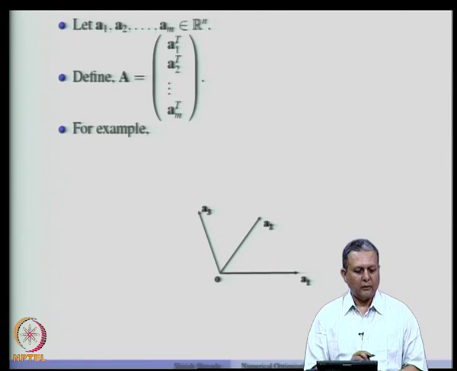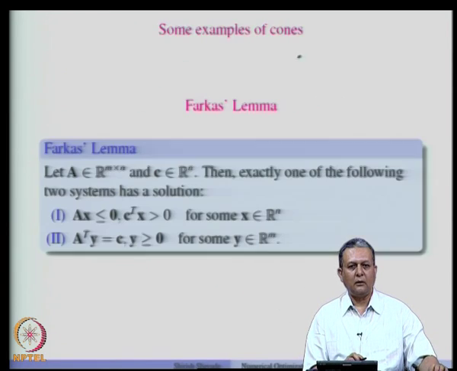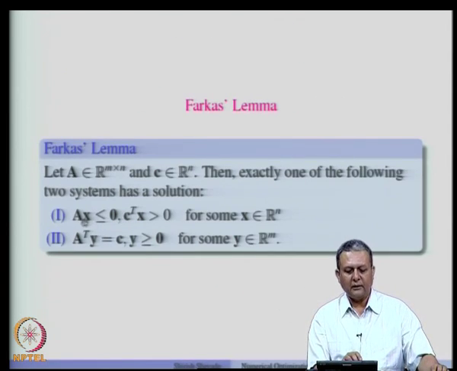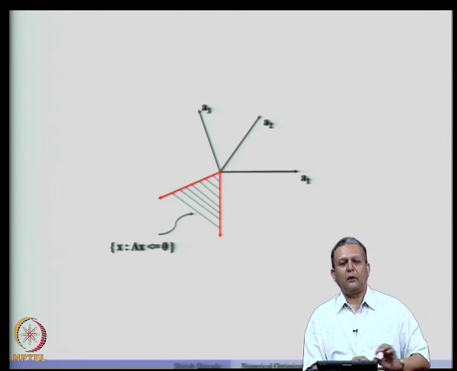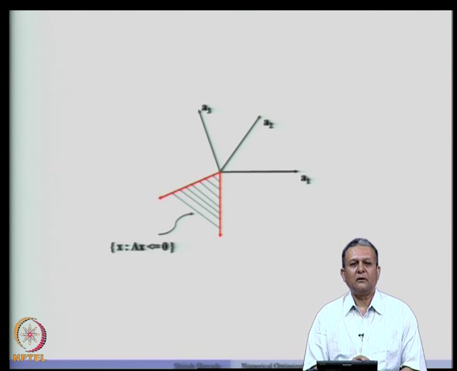Now, if you look at Farkas Lemma, what we are interested in is the first system, which says Ax less than or equal to 0, C transpose x greater than 0. Okay. So, the first thing in system 1 is the set of all points x such that Ax less than or equal to 0. Since we have stacked the vectors a1, a2, a3 in the matrix A row wise, what we are interested in is the set of all x such that a1 transpose x is less than or equal to 0, a2 transpose x less than or equal to 0 and a3 transpose x less than or equal to 0.